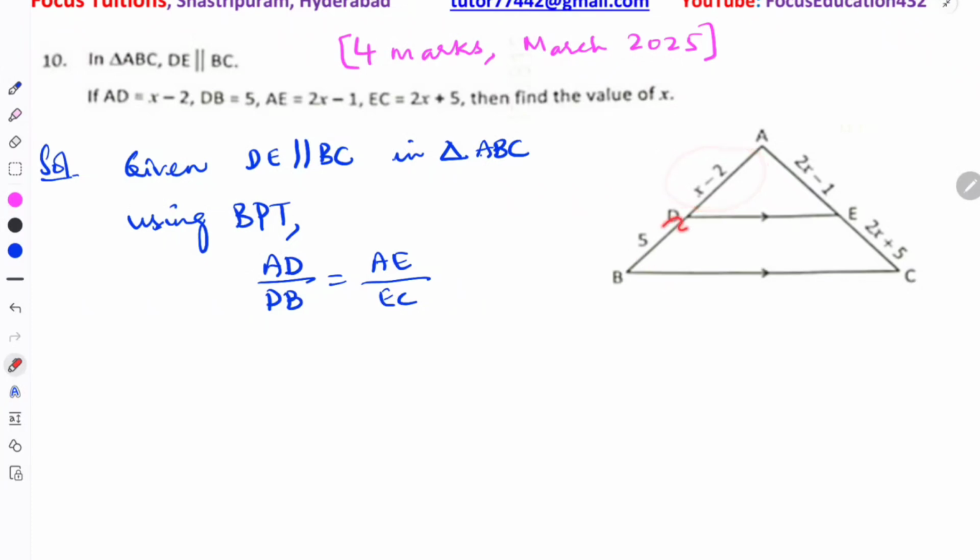What is AD? x minus 2. What is BD? This is 5. So we substitute the values here. This implies x minus 2 divided by 5 is equal to, AE is given as 2x minus 1 and EC is given as 2x plus 5. So simply substitute these values. Now we have to solve this to get the value of x.